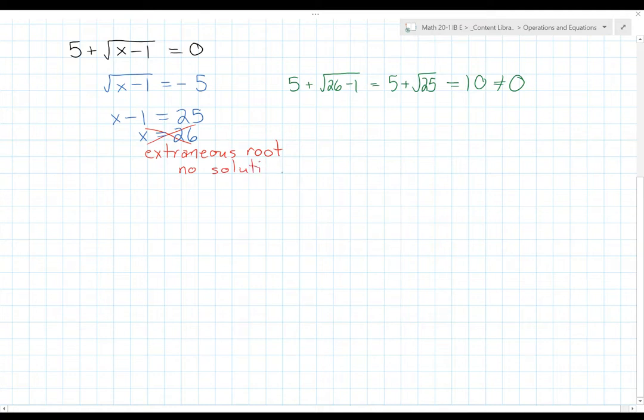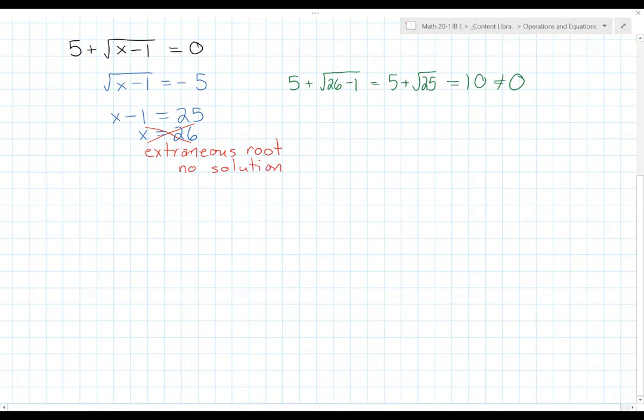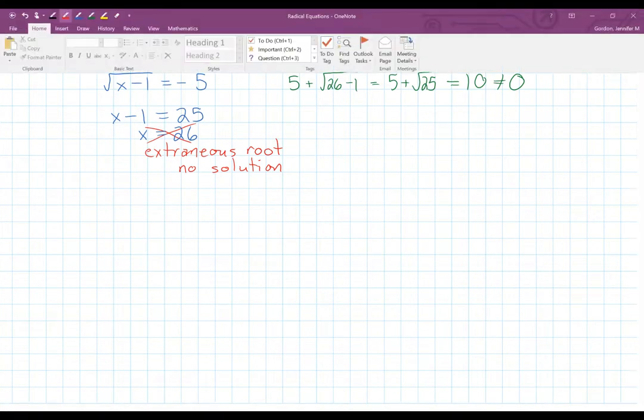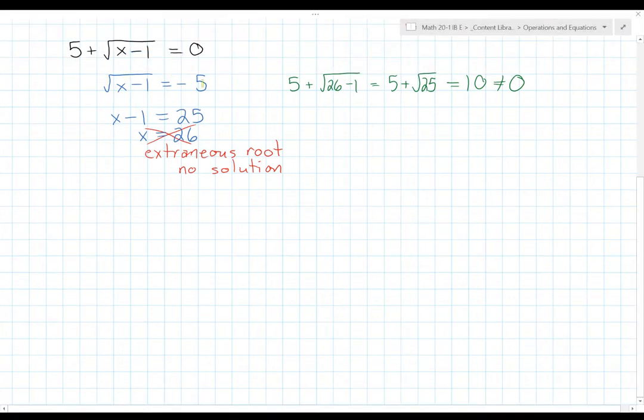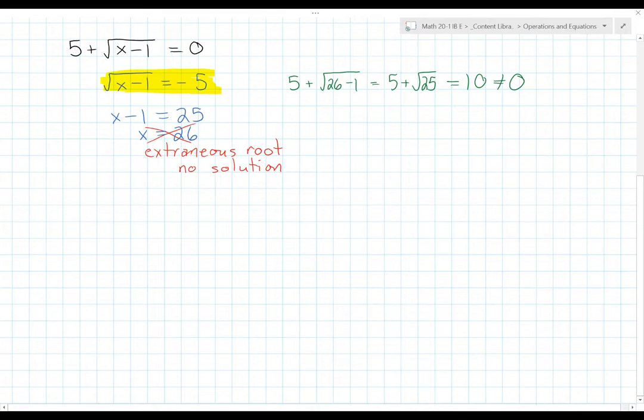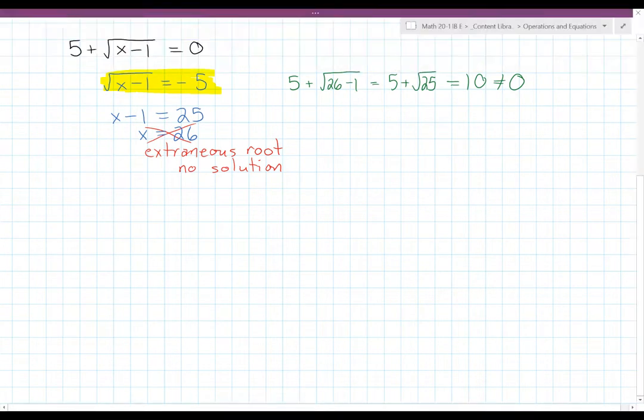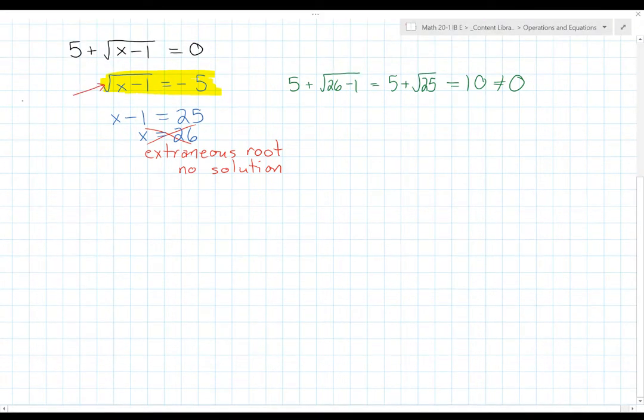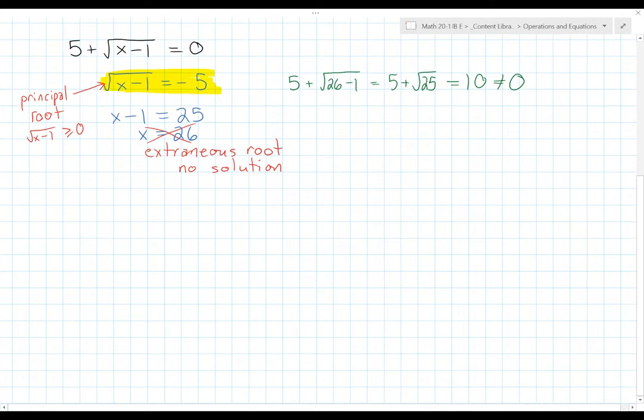Let's talk about why that is. And we'll do it two different ways. One, we're going to go back to this step where I commented that there might be something hinky going on here. So square root of x minus 1 equals negative 5 is problematic because we have such a thing as the principal square root. This right here is the principal root, which is a fancy way of saying it is the positive root. So in other words, the square root of x minus 1 has to be greater than or equal to 0. But negative 5 is not greater than or equal to 0.